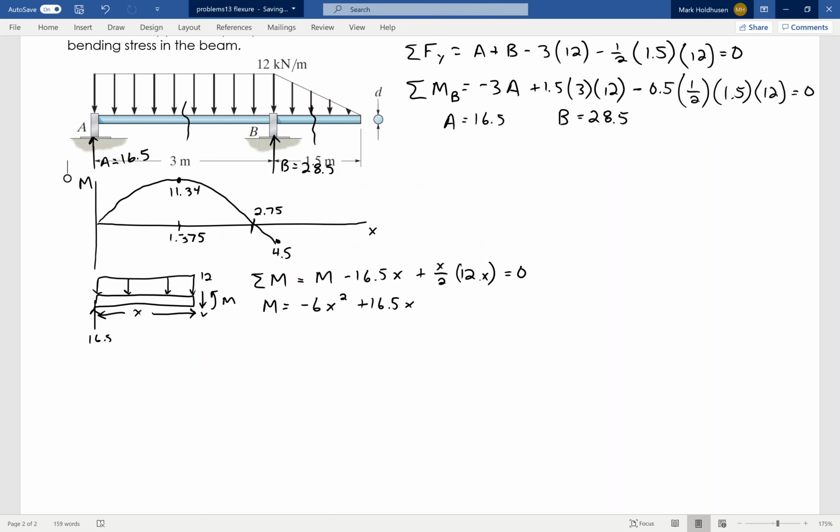Once you get your equation for that moment, you want to go through and make sure you see what that curve actually looks like. Don't always just assume one end is maximum and one is minimum, because this is not a straight line. It's a parabola that I've got to worry about. Had we done our shear diagram, at 1.375 the shear goes to 0, which is a good way to tell I've got a local max or min there.